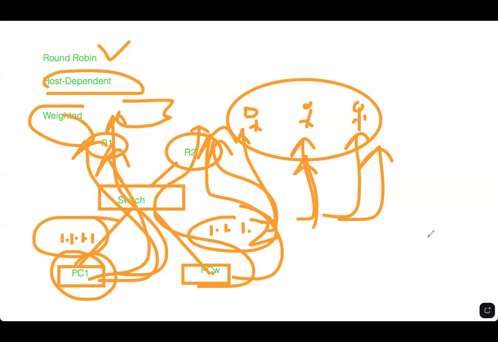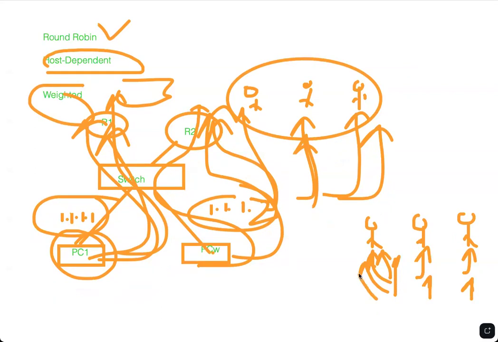And weighted round robin is very similar to round robin, but it is weighted. If you have 3 users, you are not equally sharing the load, but you are giving weight. For example, you send 2 packets to this user, 1 packet to this user, 1 packet to this user, and again 2 packets, 1 packet, 1 packet. So you are putting 2:1:1 weight.